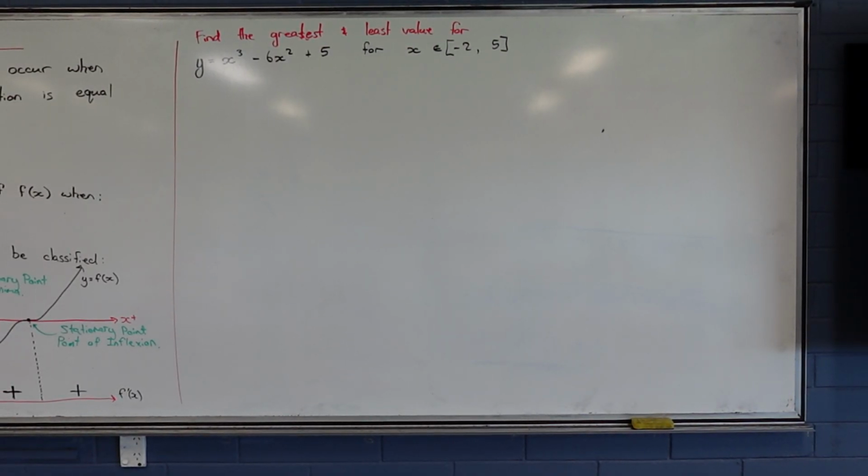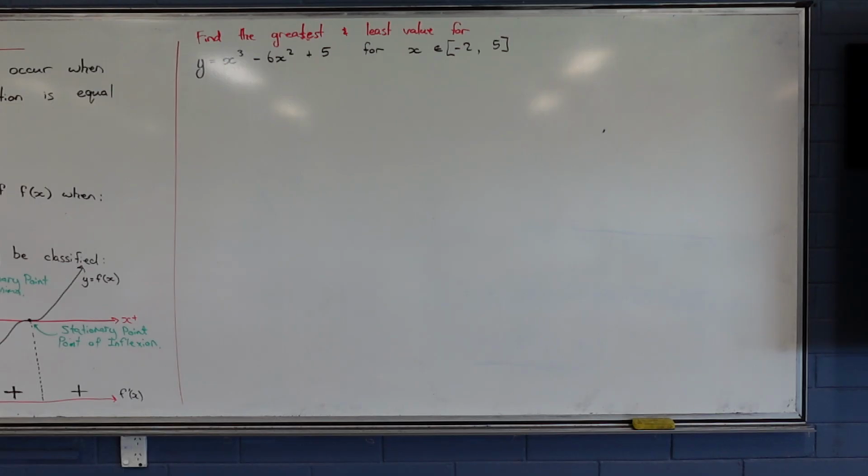Consider we have y equals x cubed minus 6x squared plus 5, and we are considering this over a domain where x can be between minus 2 and 5, inclusive of minus 2 and 5. We want to find the greatest and the least values. Now we could put this in our calculator and figure it out by either graphing or by sticking in values. But is there a way that we can find the turning points or the stationary points?